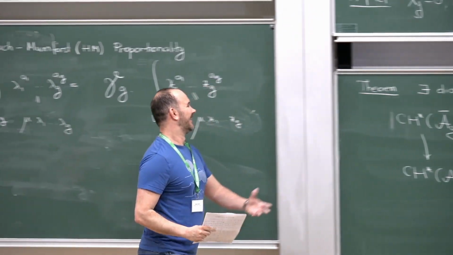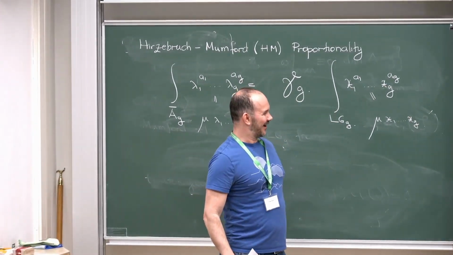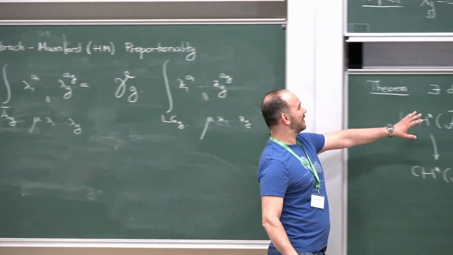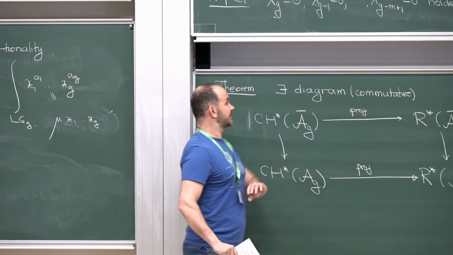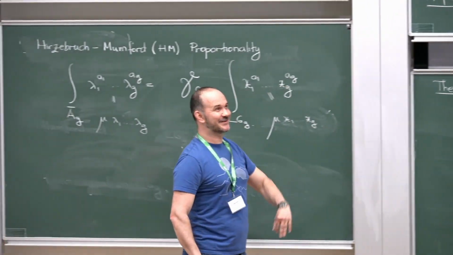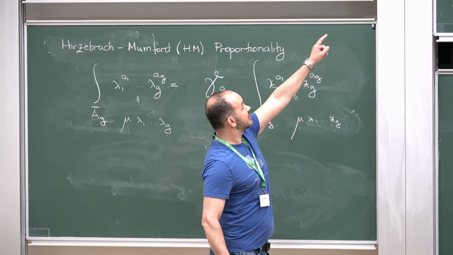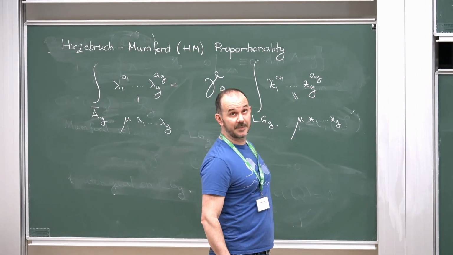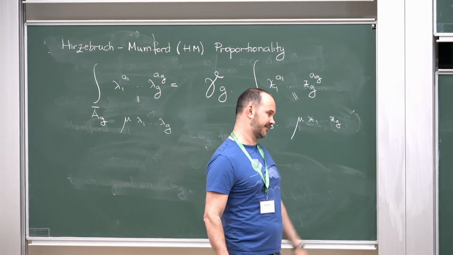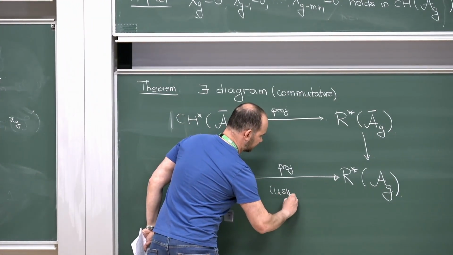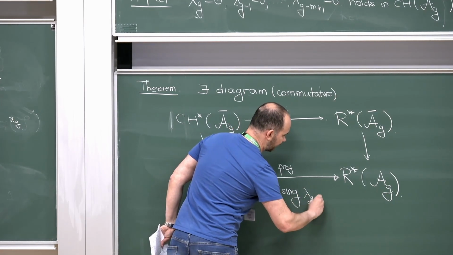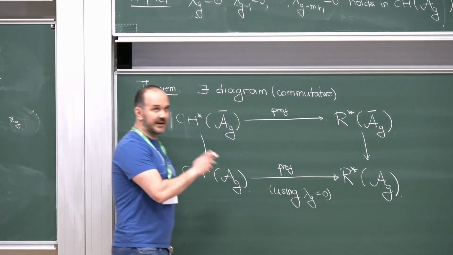So now, what's the content of this theorem? How should you think about this? I'm claiming that the first arrow is easy, and the second arrow is kind of the key of this theorem. The first arrow is very easy. The second arrow essentially follows from the previous theorem, and it uses the previous theorem. So this is using lambda G vanishing. Let me give some details.